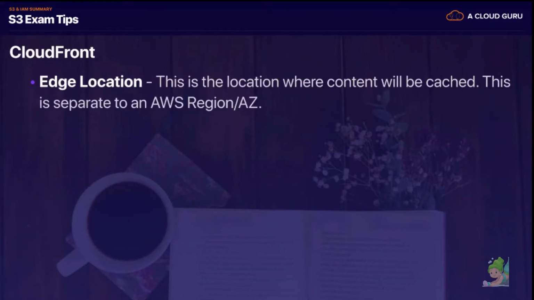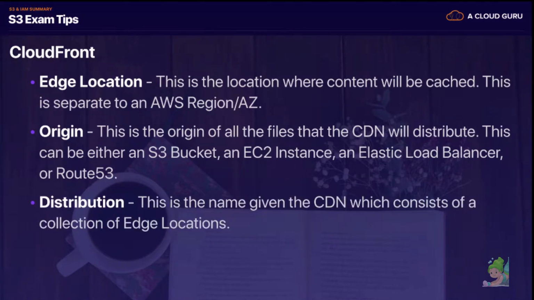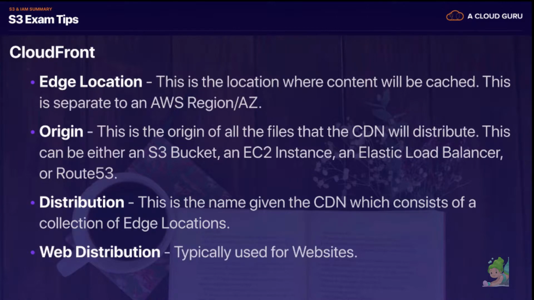Moving on to CloudFront. So we learned what an edge location was. This is the location where the content is going to be cached, and it's separate to an AWS region or availability zone. We learned what an origin was. This is the origin of all our files that the CDN will distribute, and this can either be an S3 bucket, an EC2 instance, an Elastic Load Balancer, or Route 53. And then we learned what a distribution was, and this is simply the name given to the CDN, which consists of a collection of edge locations.